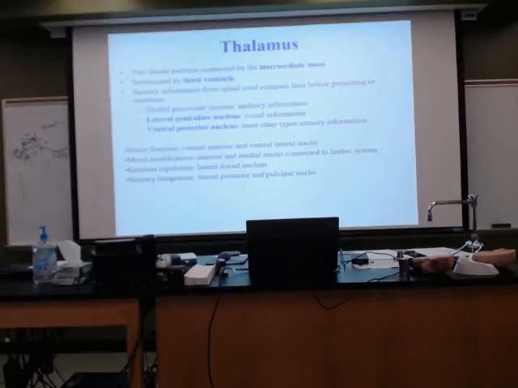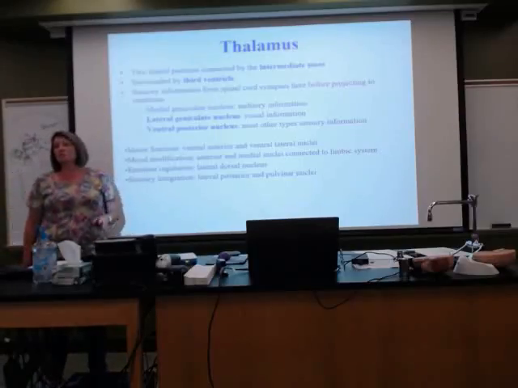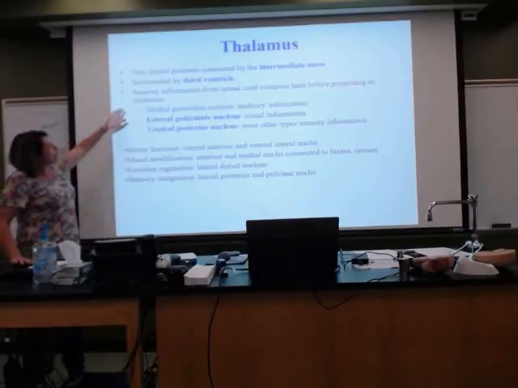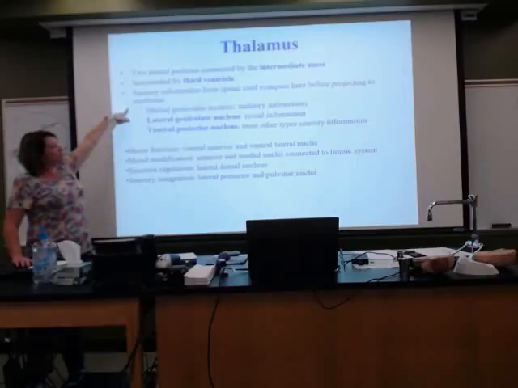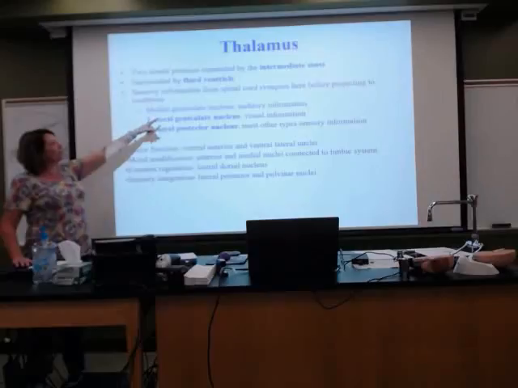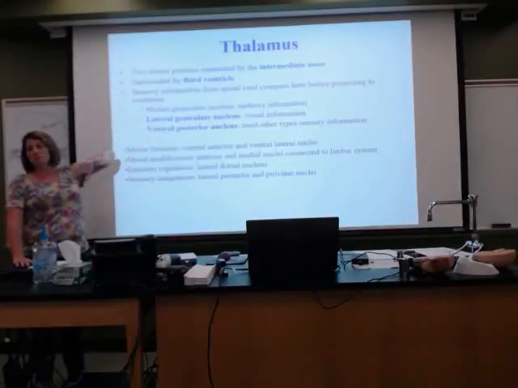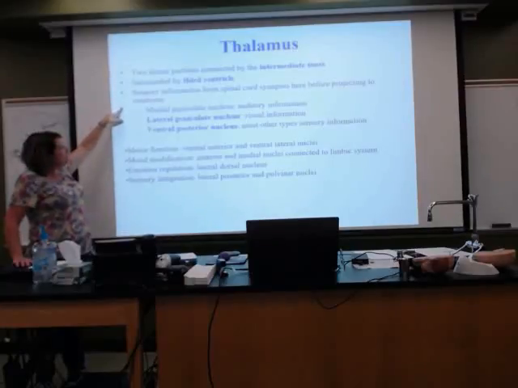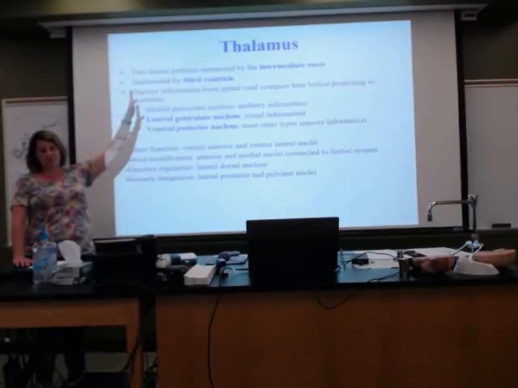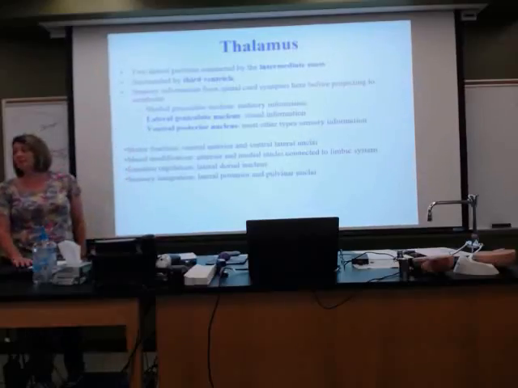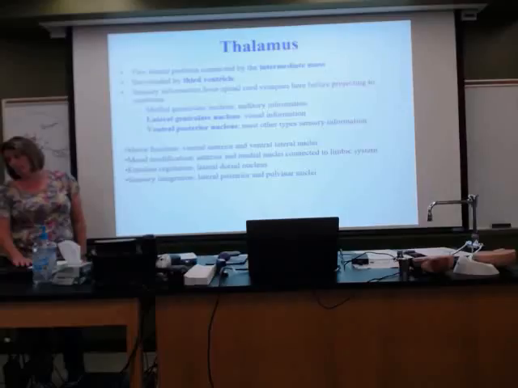All right, so it's surrounded by the third ventricle. You guys remember, it's an area for helping with that cerebrospinal fluid. Now, sensory information, just like I've mentioned, from the spinal cord, it's going to synapse in the thalamus, just like I've mentioned, before going to the areas of the brain that it needs to go to.